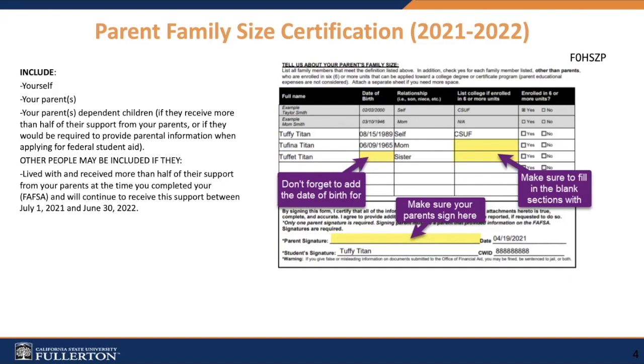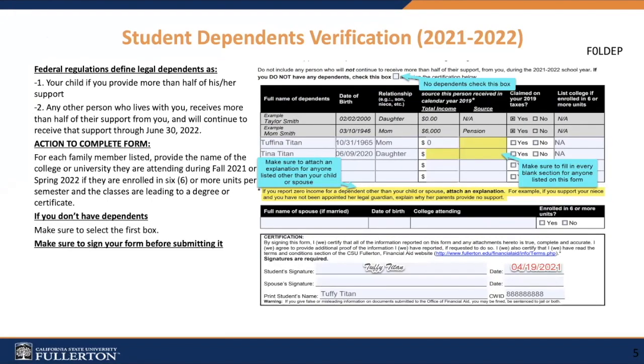bottom of the form. Here we can see the Student Dependent Verification Form. Federal regulation defines legal dependence as 1, your child if you provide more than half of his or her support, or 2, any other person who lives with you, receives more than half of their support from you, and will continue to receive the support through June 30th, 2022. For each family member listed, provide the name of the college or university they are attending during the fall 2021 or spring 2022 semesters, if they are enrolled in 6 units or more per semester and the classes are leading to a degree or certificate.